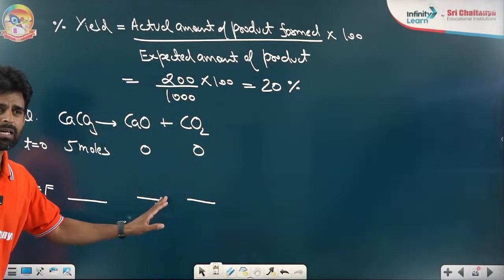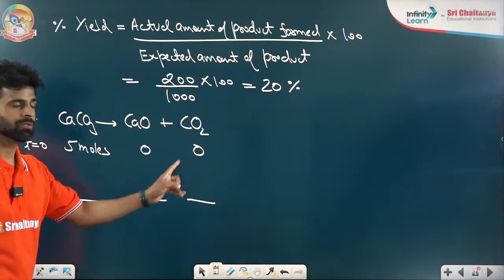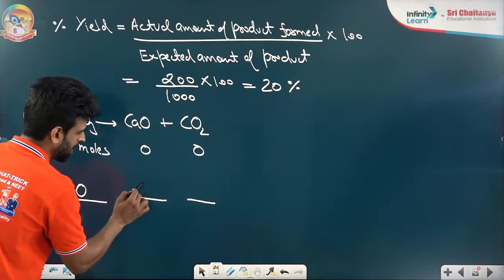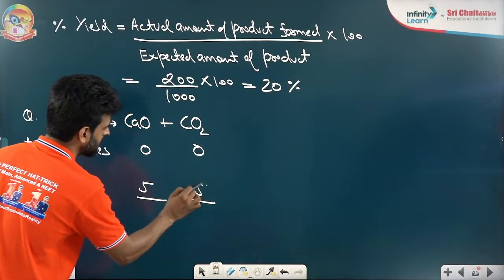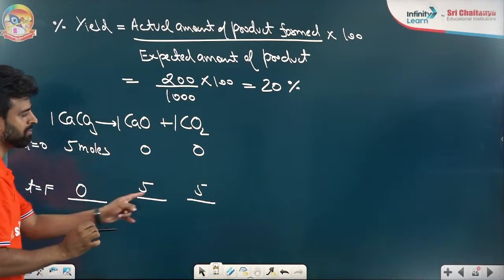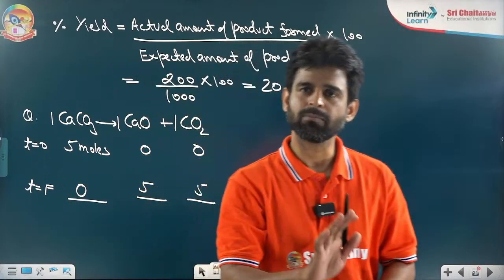In this question, I am asking a simple question. I am saying here 5 moles, here 0 moles, right? So this will finish, and how much will come? 5 and 5. Because 1 mole of this gives me 1 of this and 1 of this. So 5 will finish and give me 5, 5, right? Yes, total 10 moles, 5 and 5 moles.